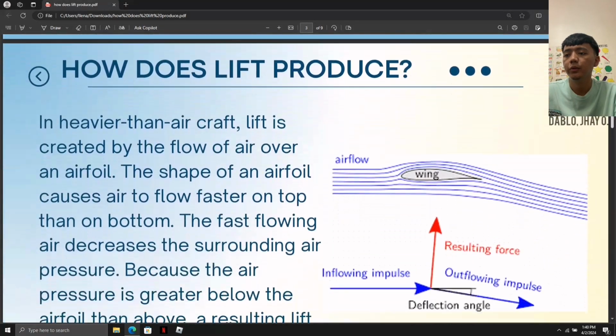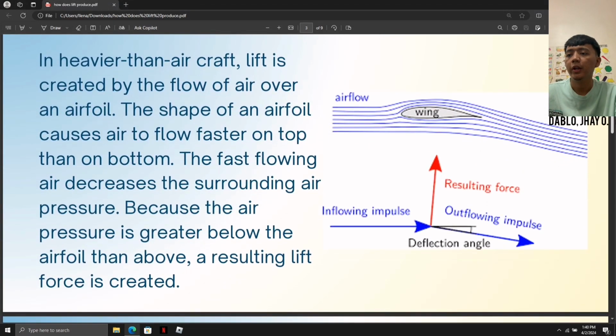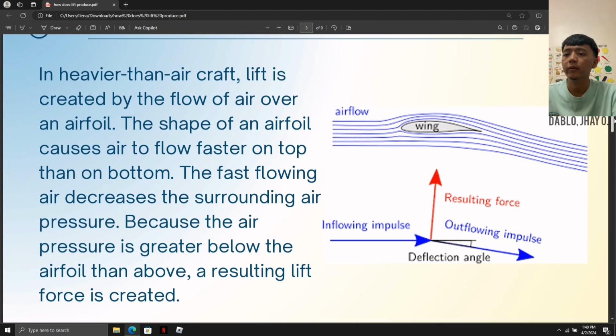How does lift produce? In heavier-than-air aircraft, lift is created by the flow of air over an airfoil. The shape of an airfoil causes air to flow faster on top than on the bottom. The fast flowing air decreases the surrounding air pressure. Because the air pressure is greater below the airfoil than above, a resulting lift force is created.